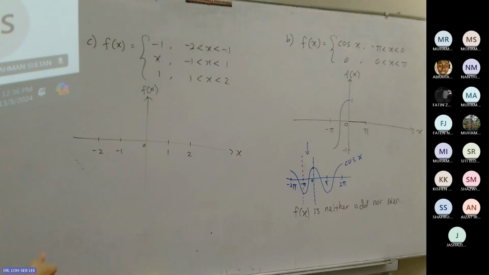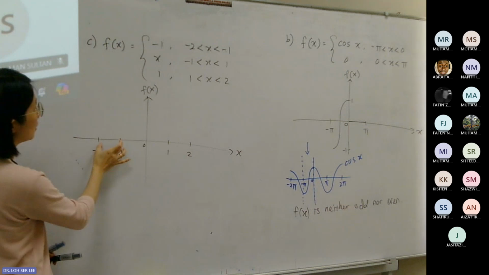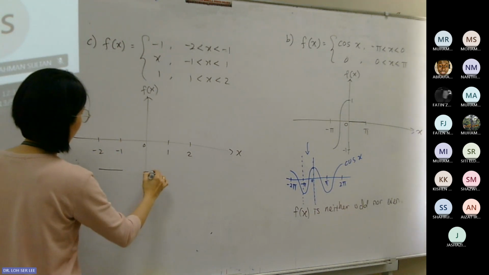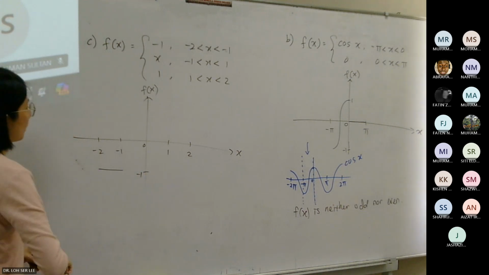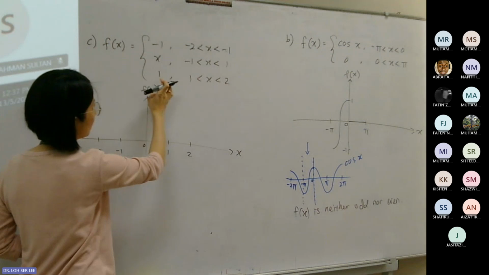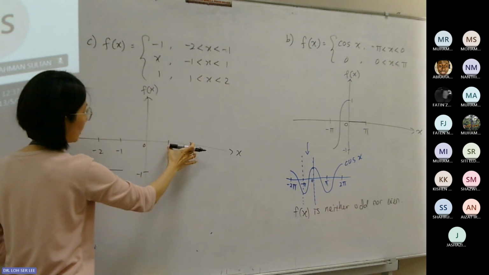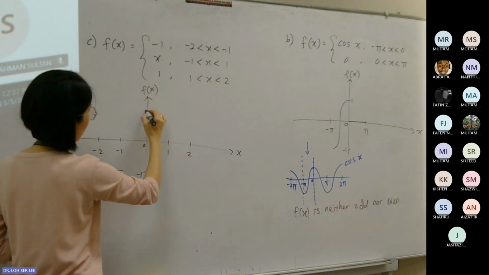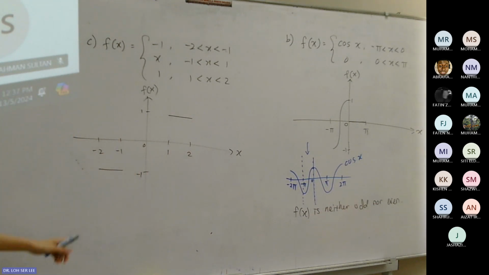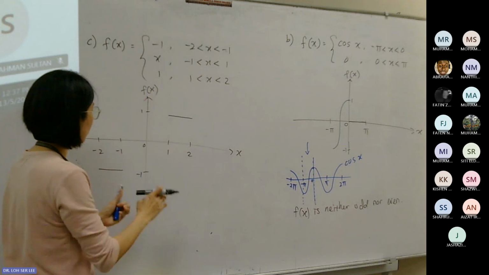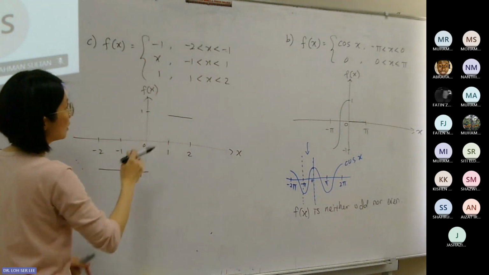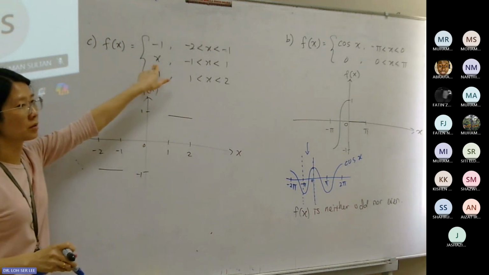Okay. From -2 up to -1 in this interval, it is -1. -1 is a constant. And from 1 up to 2, it is another constant, which is 1. Okay, and in between, from negative one up to one in this interval, it is x. This means this is a straight line.